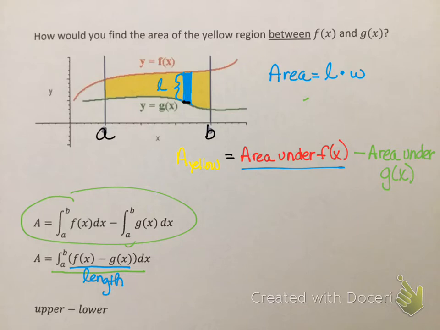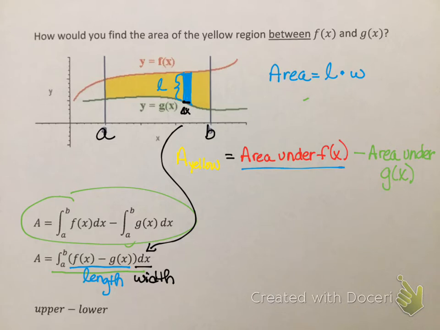But I want you to think about what's happening there with that width. Isn't that width changing as you put more and more and more rectangles in there? Isn't it getting smaller and smaller and smaller? So this change in x, that is my dx, which is my width of my rectangle.